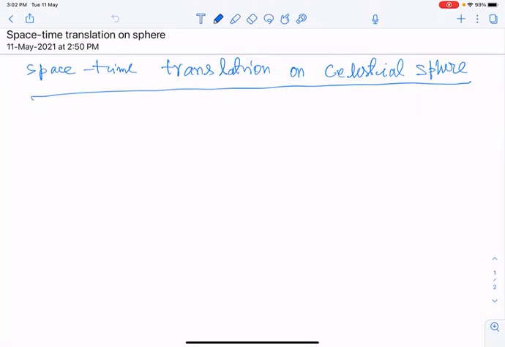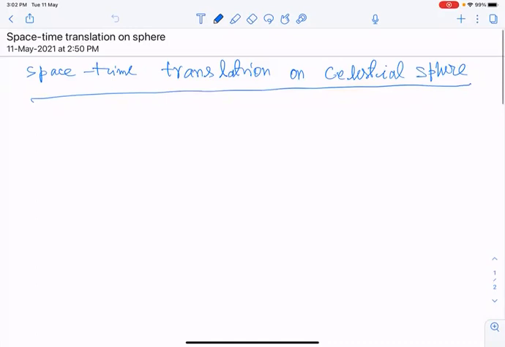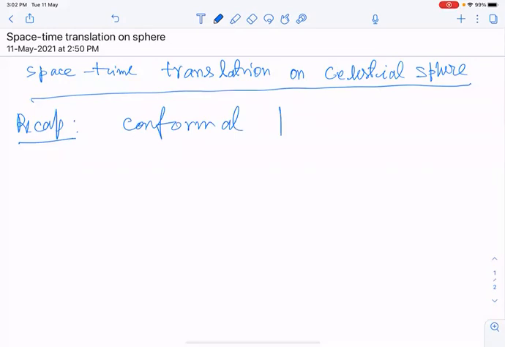Let me start. I'll talk about how the space-time translation actually works on the sphere. Let me start by doing some recap. Last time we defined these conformal primaries, denoted in this way.